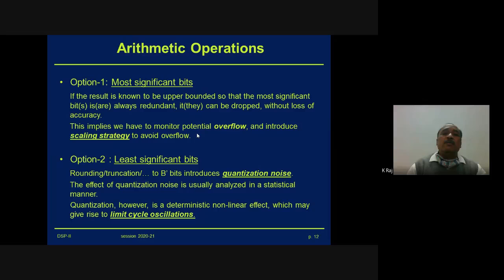In the case of scaling, we have to multiply by some number, and we have to decide that number which will be utilized for the purpose of the multiplication. In option 2, if we discard the least significant bits, then the rounding or truncation of the least significant bits introduces quantization noise. The effect of the quantization noise is usually analyzed in a statistical manner, and this causes limit cycle oscillation due to the non-linear effect.